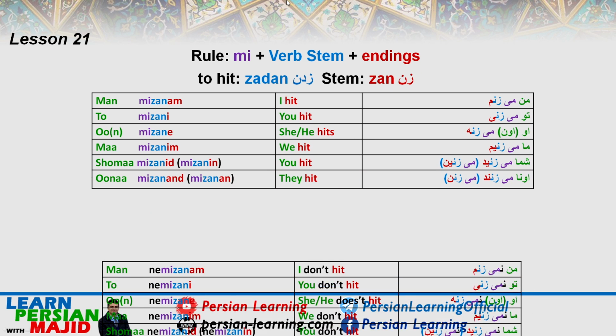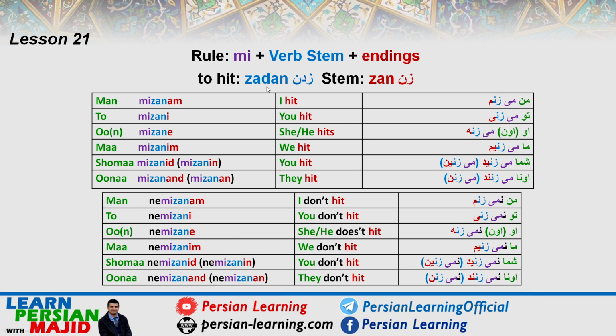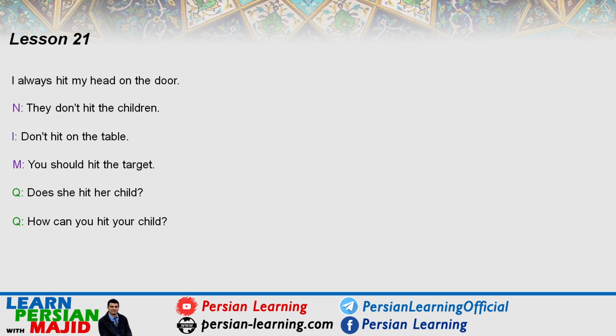Here we have the conjugation. The stem of this infinitive is zan. Then we have prefixes and endings. As we know, میزنم, میزنی, میزنه. میزنیم, میزنید, میزنند. Negative, نمیزنم, نمیزنی, نمیزنه. نمیزنید, نمیزنند. Let's see the examples.